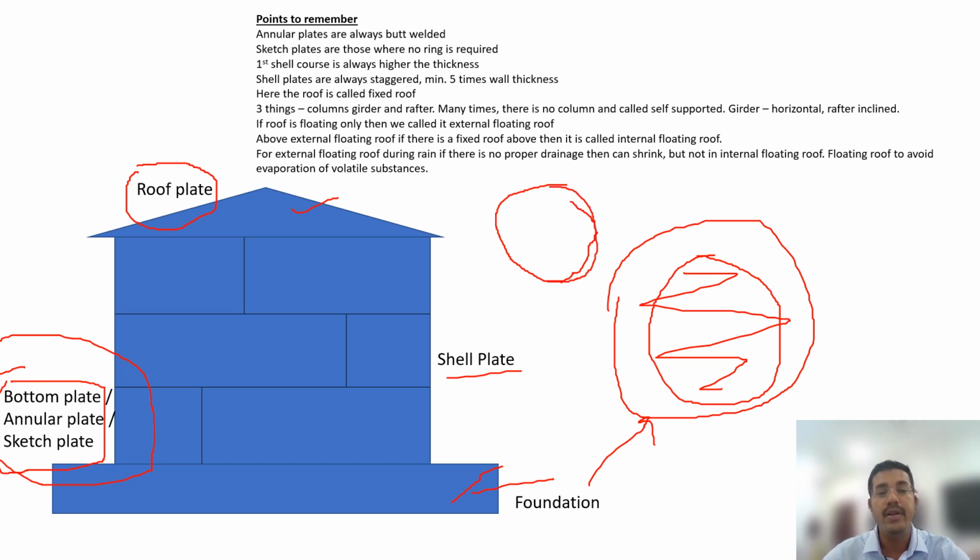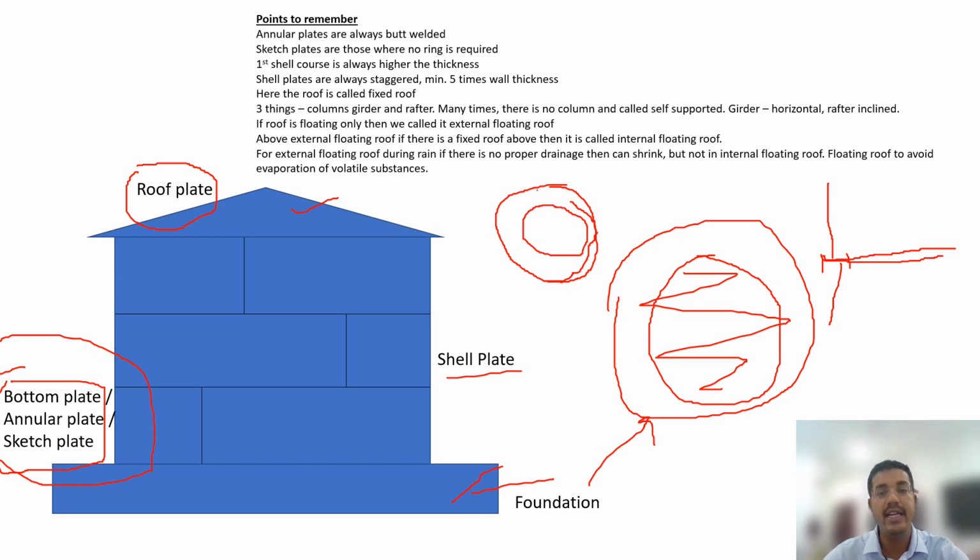If I draw the bottom here and the cell plate is sitting here, in this area, if a ring is used, then we call this ring an annular plate. If no ring is used, then we call it a bottom plate. Annular plate is a ring.